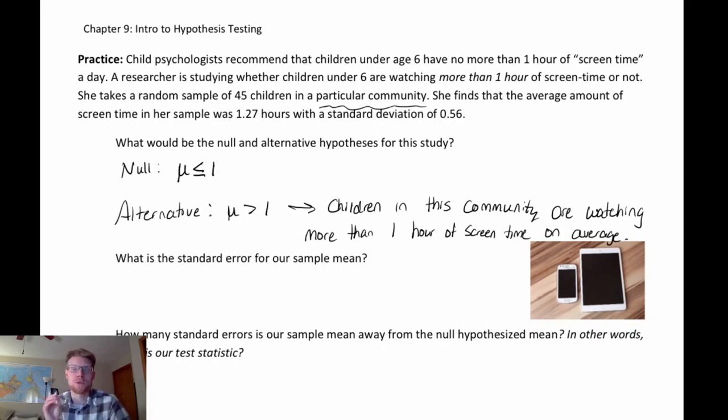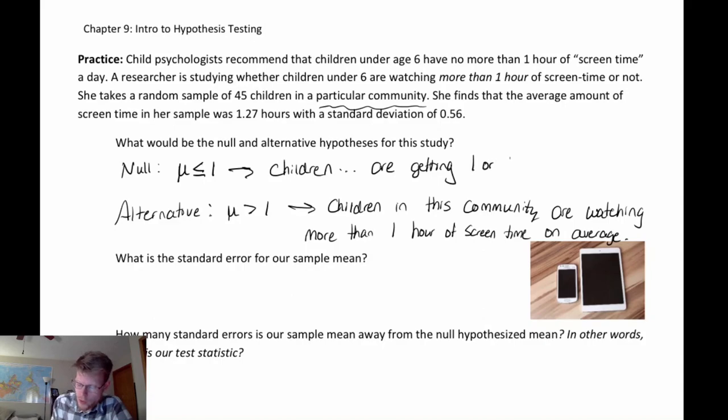And we're going to use 1 as our benchmark when we test this. So we're going to say, well, let's assume it's 1, and let's look at the sample we got, and let's see how unusual it is in comparison to this null that it's 1. So then we're going to say that children in this community are getting 1 or less hours of screen time. Or I guess I could say no more than 1 hour of screen time would probably be the less awkward way to say that, but same idea. They're getting no more than 1 hour of screen time on average. Oops, I almost forgot that after making a big deal about it.